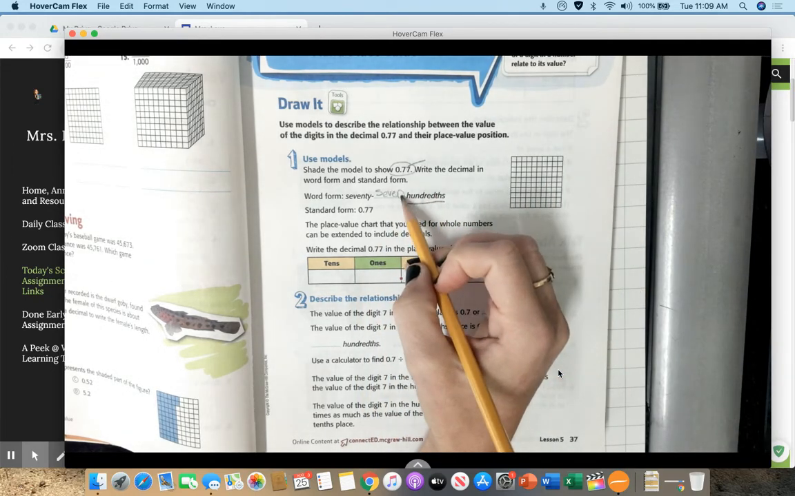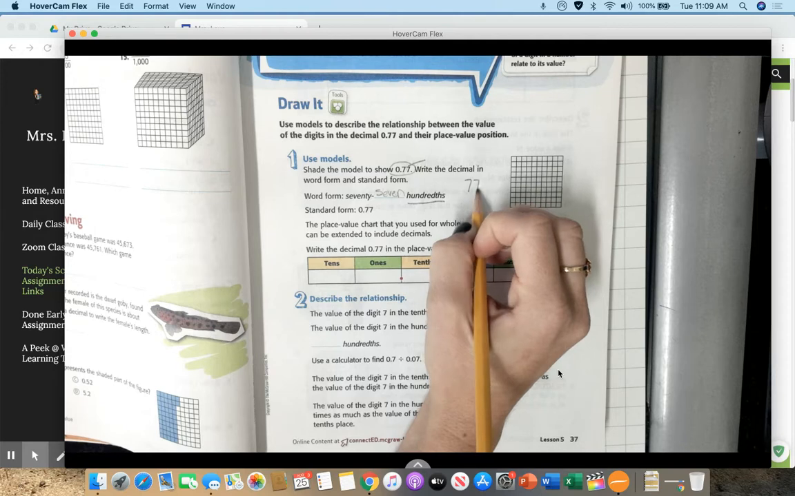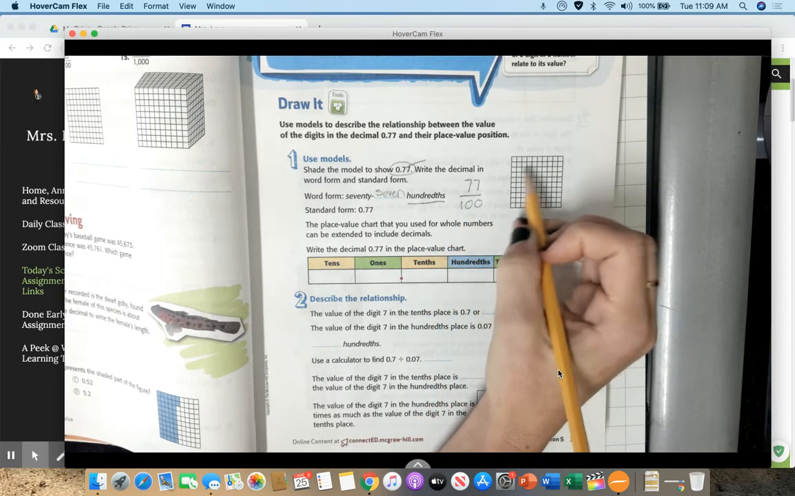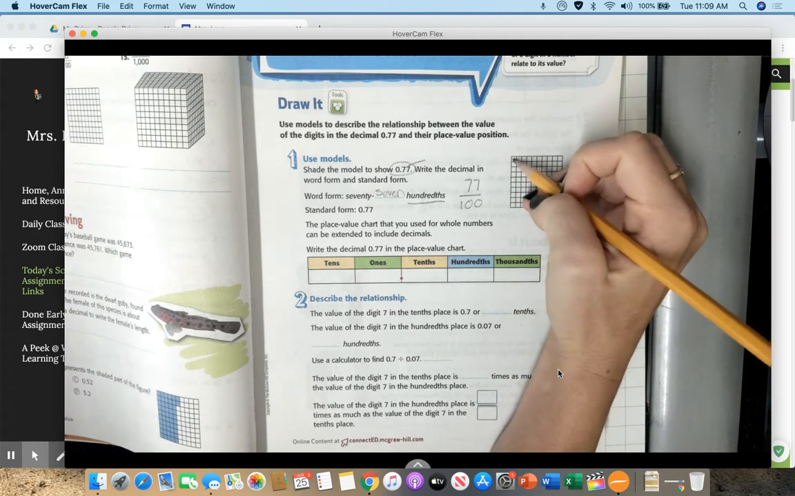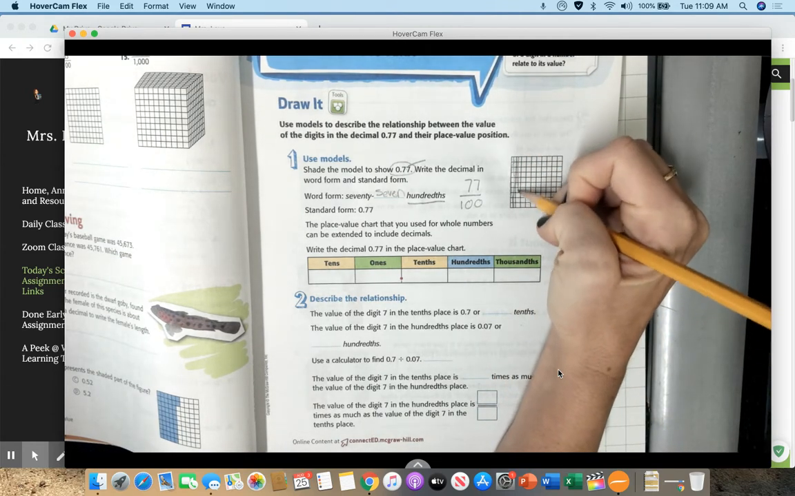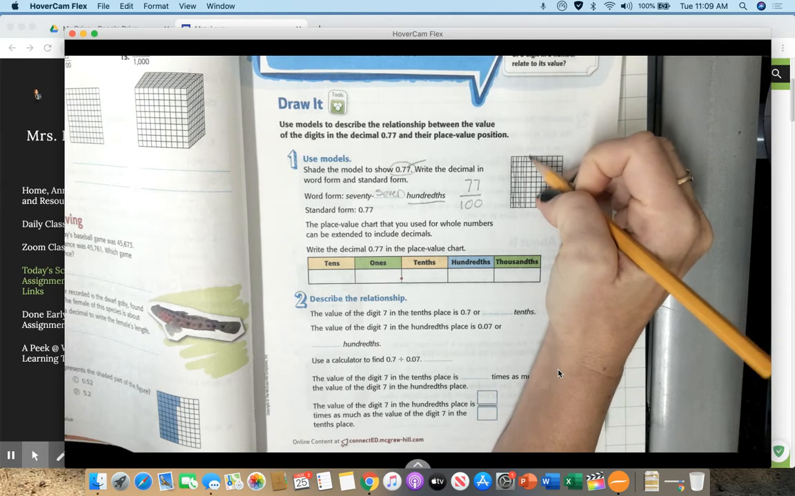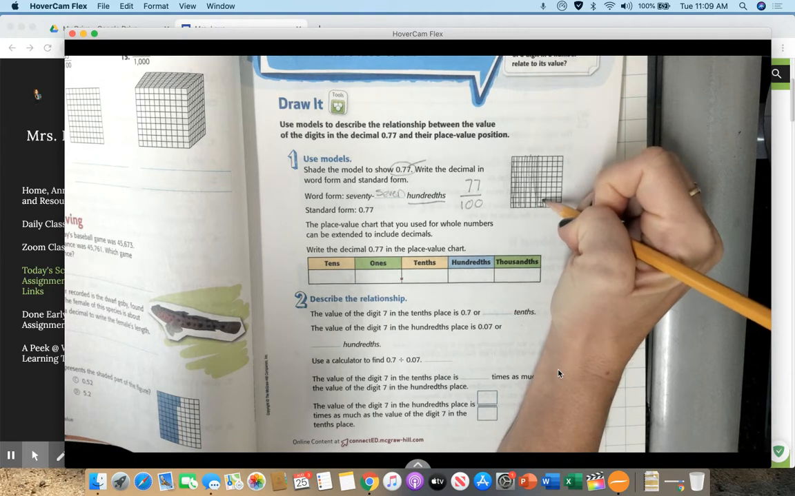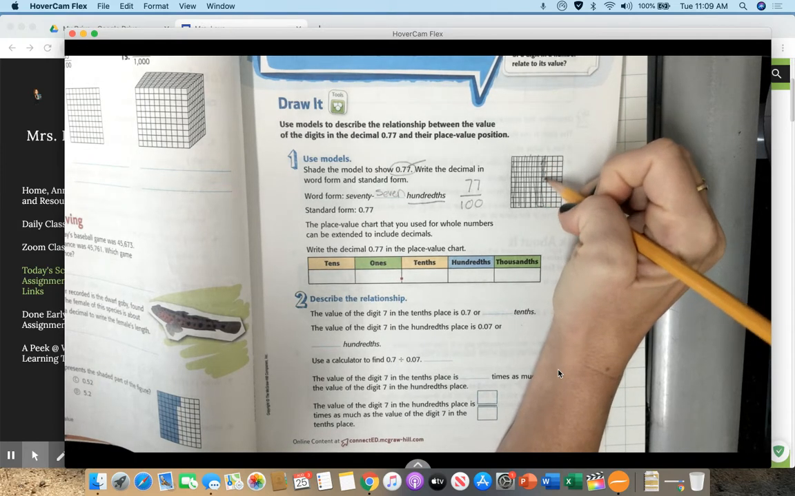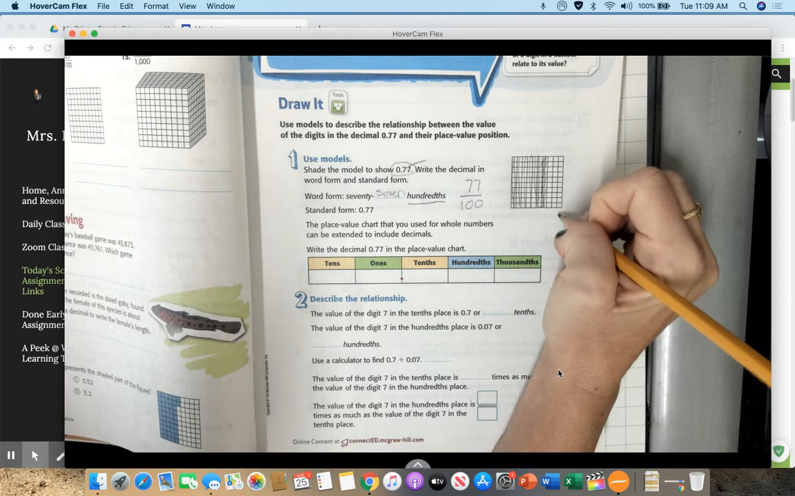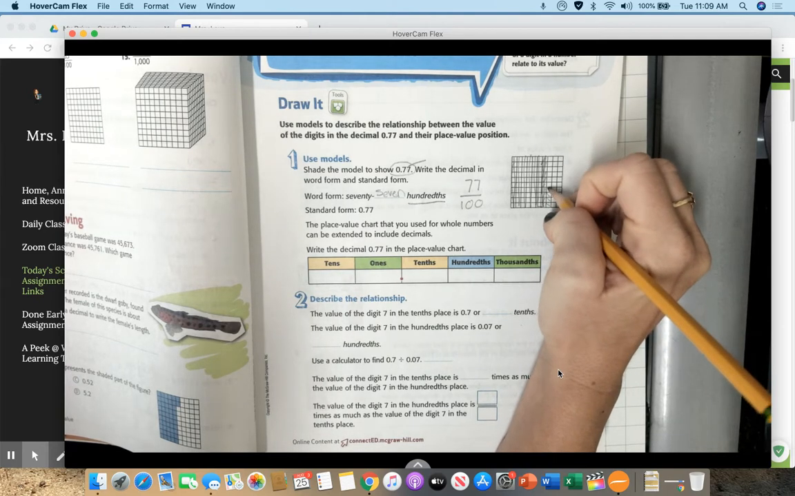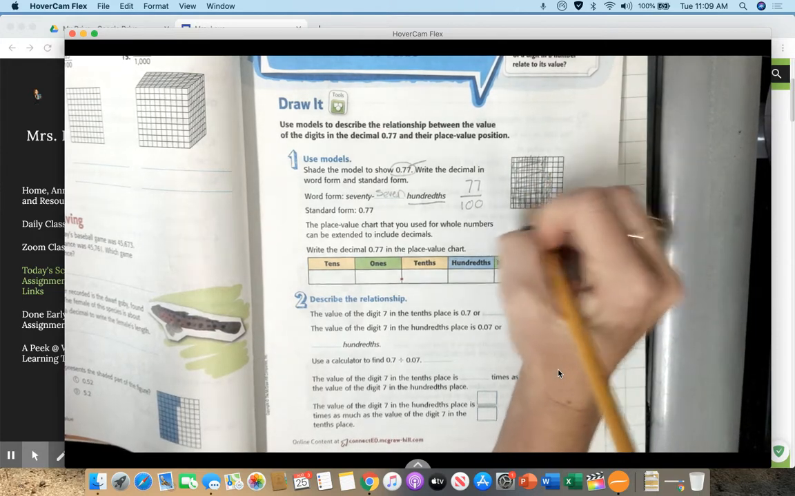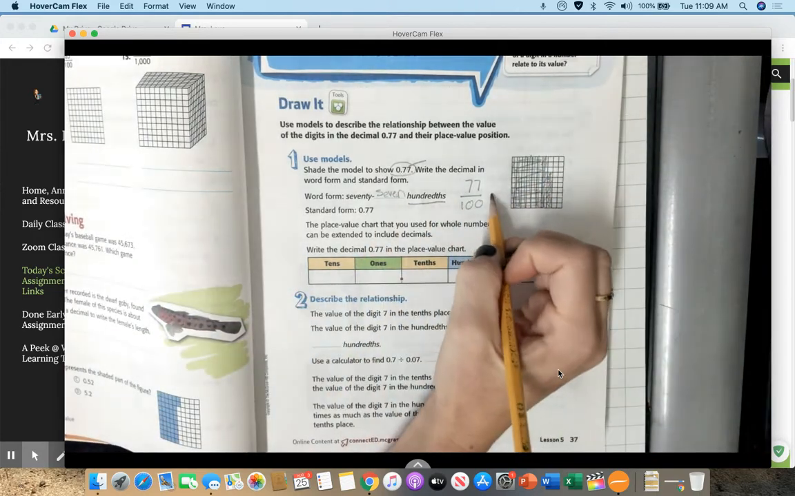So if I think about 77 hundredths, that's saying I have 77 out of 100. Notice I have 100 squares here. I need to go ahead and shade 77 of them. So here's 10, 20, 30, 40, 50, 60, and 70. But it was 77, right? So 1, 2, 3, 4, 5, 6, 7. There we go. So I shaded 77 out of 100.